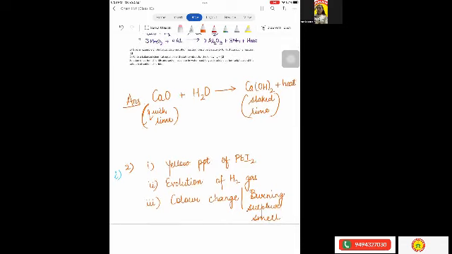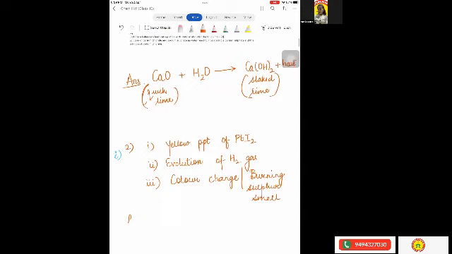Then you were supposed to give the example of photolytic decomposition reaction along with the activity. Most of you wrote it correct that whenever we take silver chloride or silver bromide, on keeping it under the sunlight, it decomposes and changes the color to gray. That is correct. The next was to mention the state symbols. That was also mostly correct.